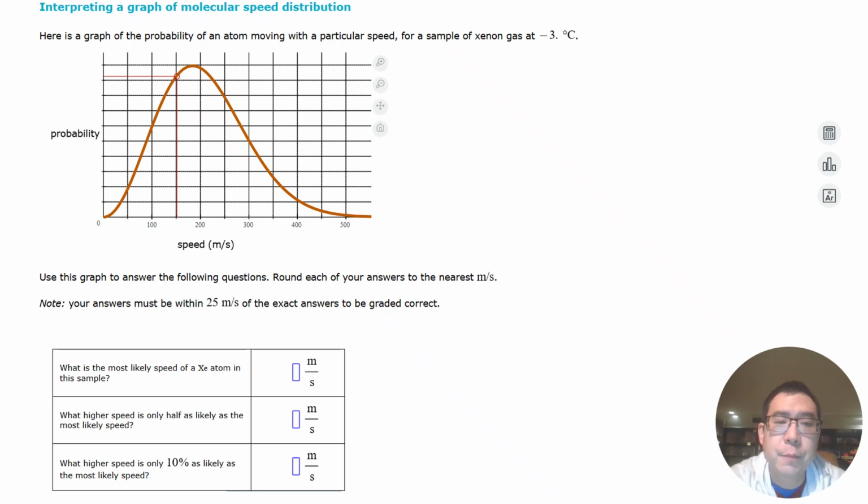Okay, in this question, we see a graph of speed versus probability. So probability really means, if you have a sample of gas molecules, how many of them are going to be at this speed, how many at this speed, how many at this speed, right? And as you can see, there's a peak. The peak is a measure of the average speed, but some of them are really slow, some of them are really fast.